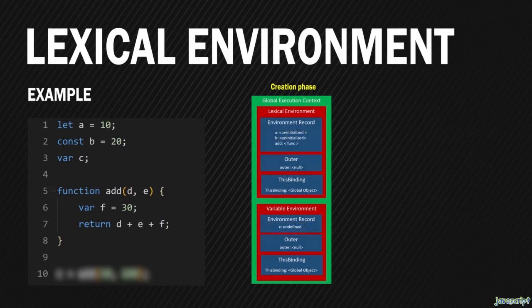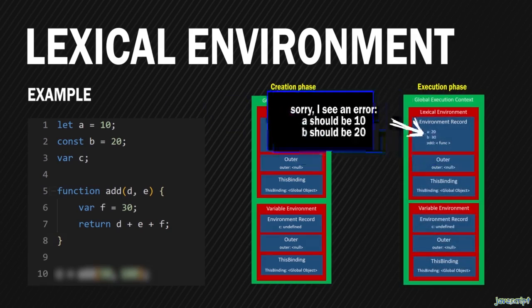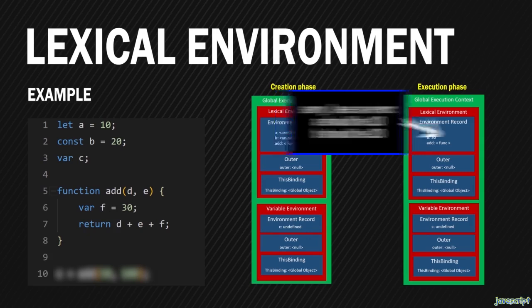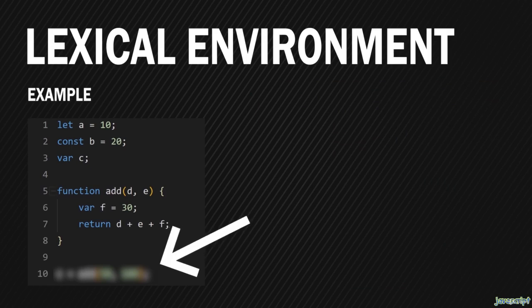Okay, cool. So we've done the creation phase. What's next? Well, that's right, the execution phase of this execution context. And all that does is assign values to the variables. So A and B have the values of 20 and 30. C stays undefined because we've never assigned it a value. Okay, so far so good. But what happens now when we execute the function?